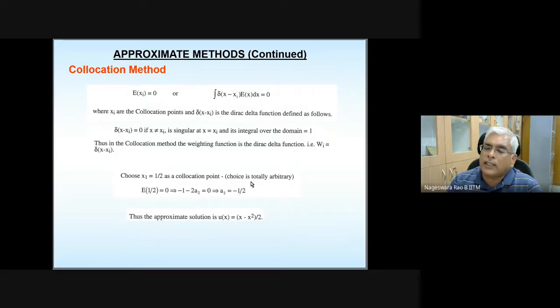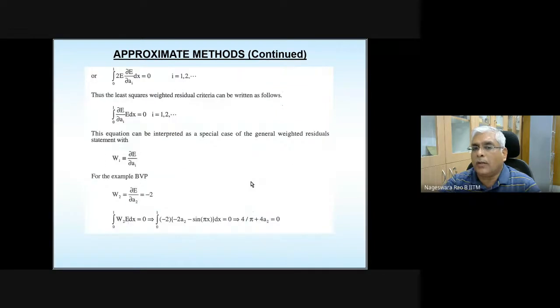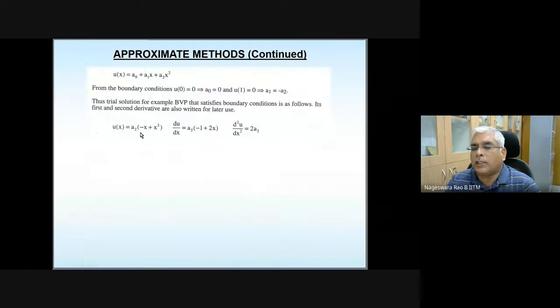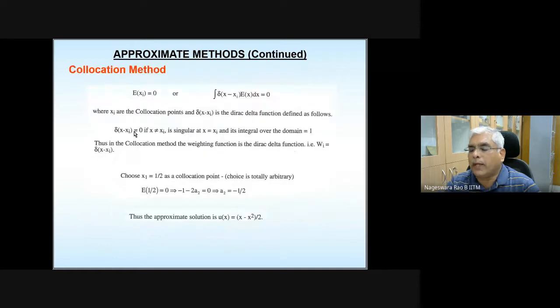How many points do I need to select? As many as the number of unknown parameters that need to be determined. Here, how many unknown parameters need to be determined in the admissible solution? Admissible solution has only one, A2. A2 is the parameter that needs to be determined. So only one collocation point is enough. And where do you select this collocation point? It's all arbitrary. There is no strict guideline on that.